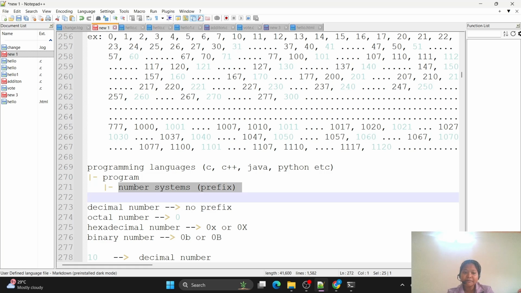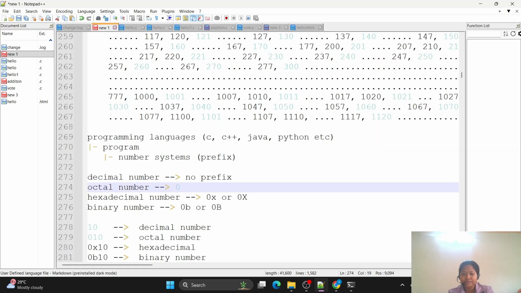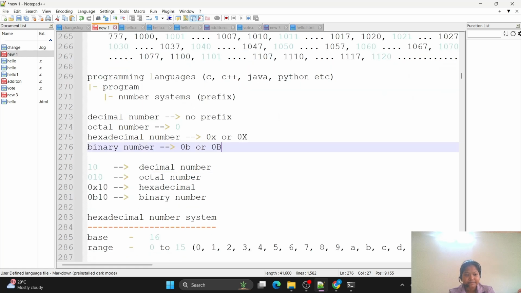For decimal number there is no such prefix. For octal the prefix is 0. For hexadecimal the prefix is 0x. For binary it's 0b, maybe lowercase or uppercase. See here, for decimal no prefix is there, but for octal, 10 is an octal number and the prefix is 0. For hexadecimal 0x, and for binary it's 0b.